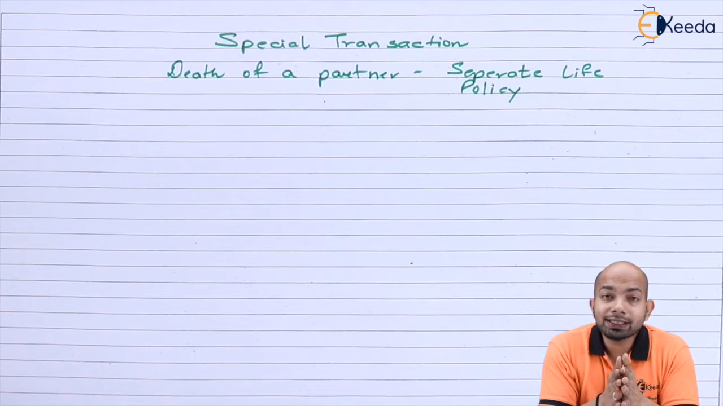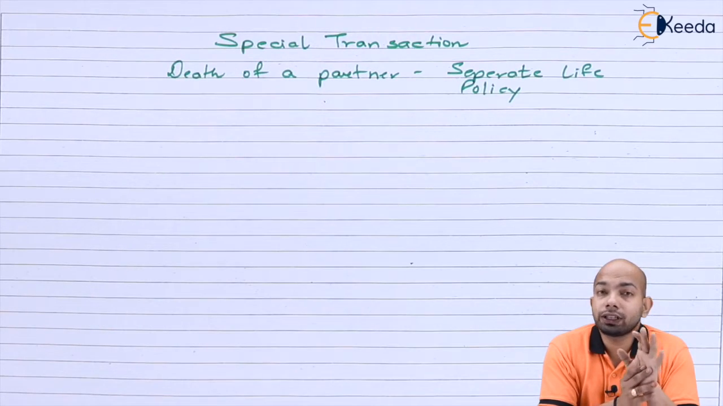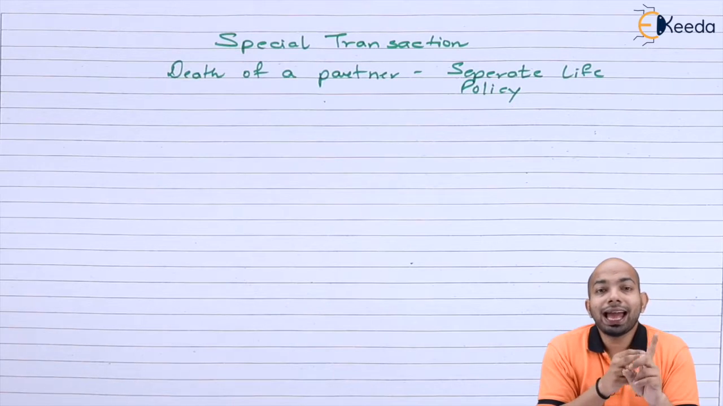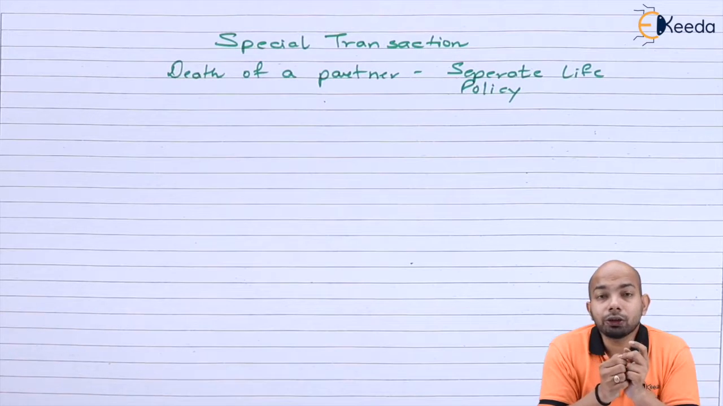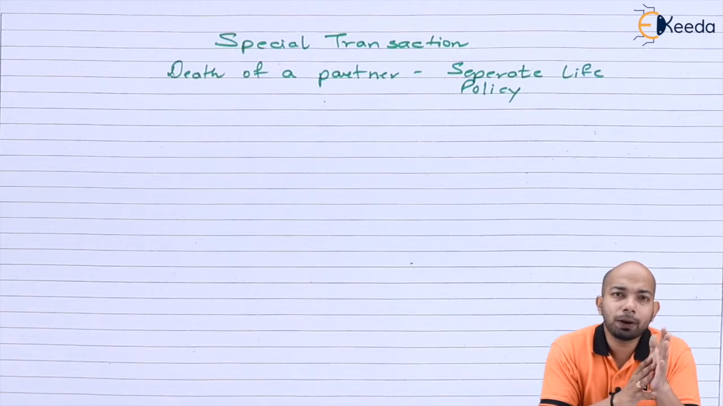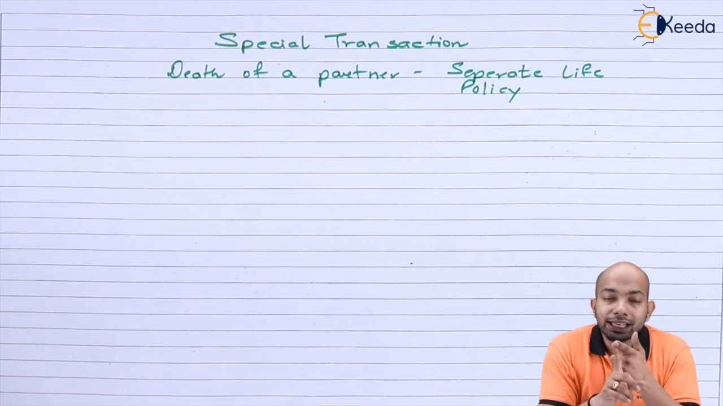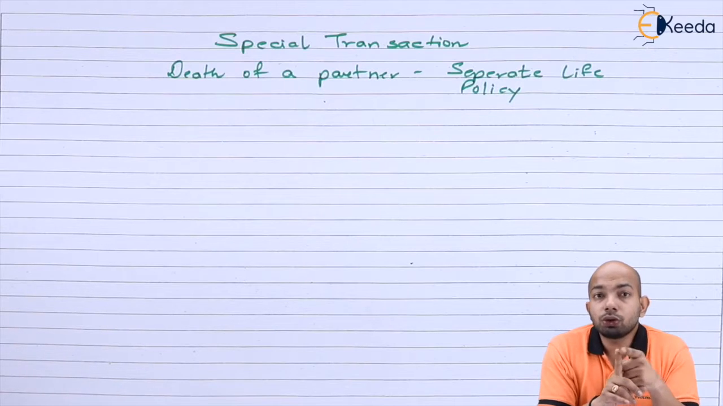So what are the treatments that are supposed to be dealt with in the case of death of a partner? There are two things. First, the assured amount of the specific partner is supposed to be given to his executor. And the second thing is the surrender value of the other separate life policies of the other partners. That means the remaining partners' policies also have to be shared in the profit sharing ratio with all the partners here. First, the assured value will go to the partner who has died.